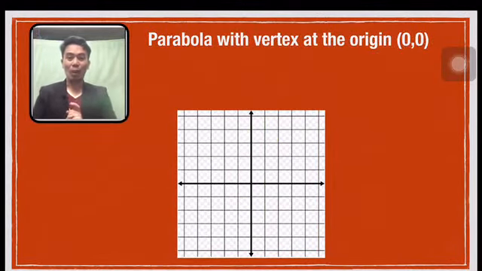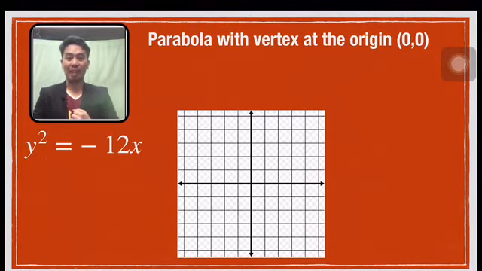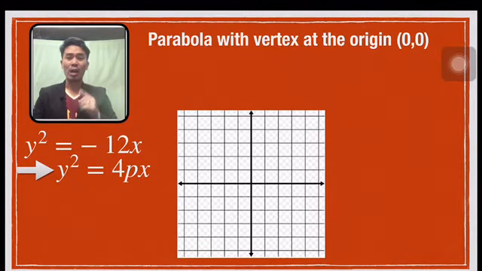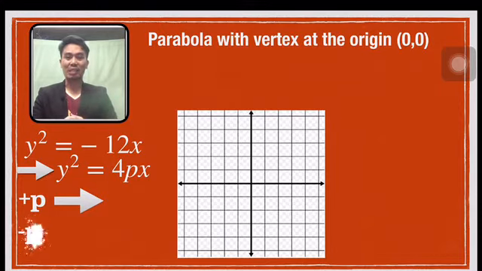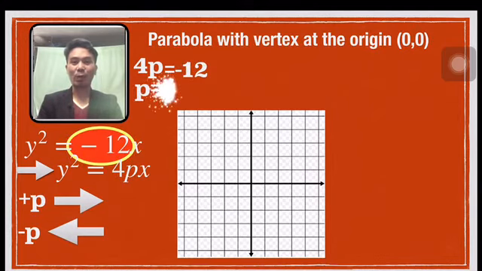Let us proceed to our first example. y squared equals negative 12x. Notice that this example follows the form y squared equals 4px, and we know that this parabola opens either right or left. And always remember that if p is positive, it opens right. If p is negative, it opens left. To find the value of p, we need to equate 4p to negative 12. Now p is equal to negative 3.